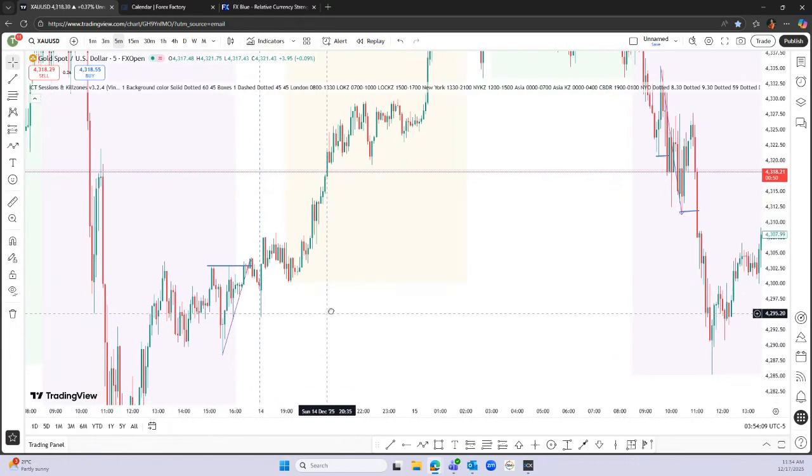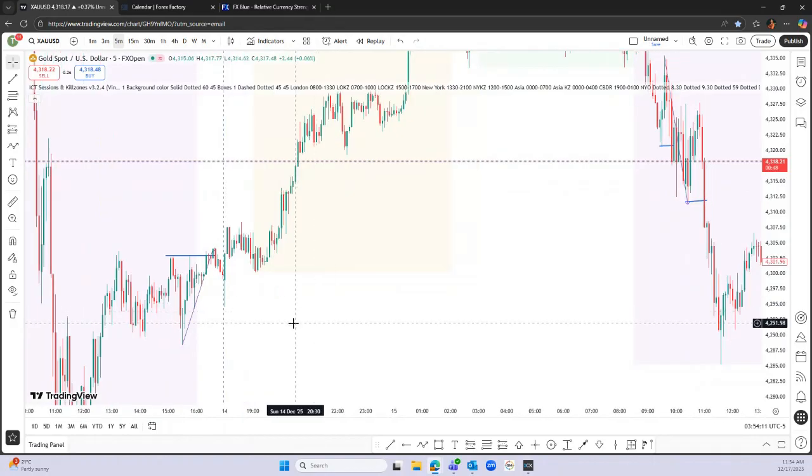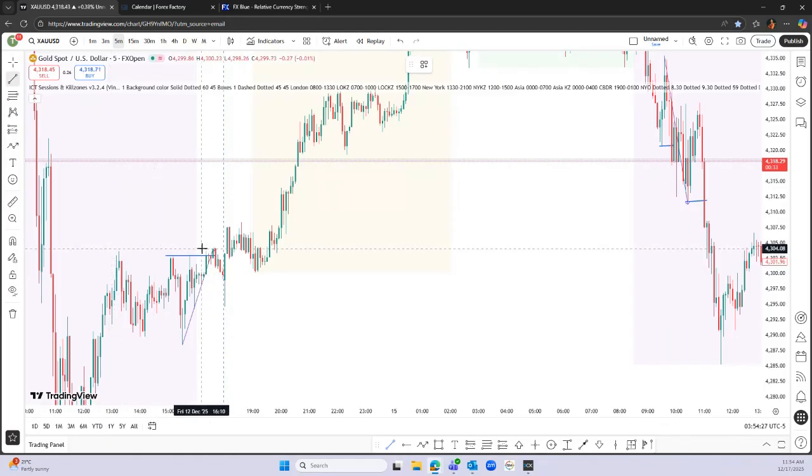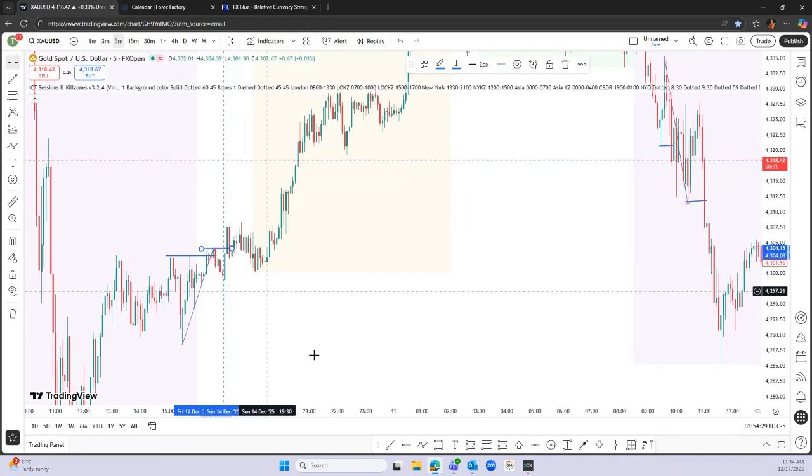So we want to mark liquidity above, right? Liquidity above. So when you're talking about this particular point now, because you have already seen that, where is the liquidity in this level? Right, so we have this liquidity here. All right, we have these liquidity levels here at this particular point.